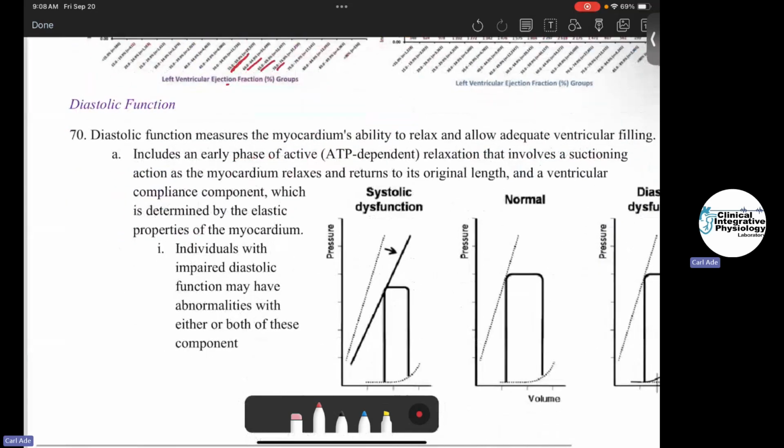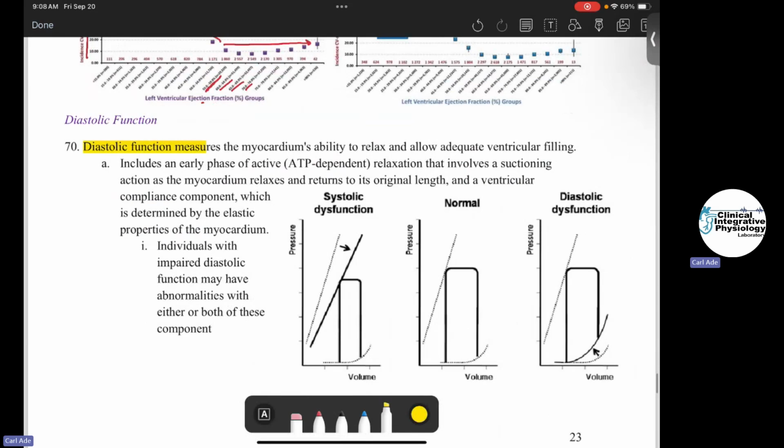What about diastolic function? Diastolic function, again, is how well the left ventricle relaxes. That's the diastole. It has to relax and fill. And this includes the early phase of more active ATP-dependent relaxation, where we're using the pumps to get the calcium out. We get actual suction, pulling blood in, and then also the involvement of the elastic properties of the myocardium. All can dictate how well that LV fills.